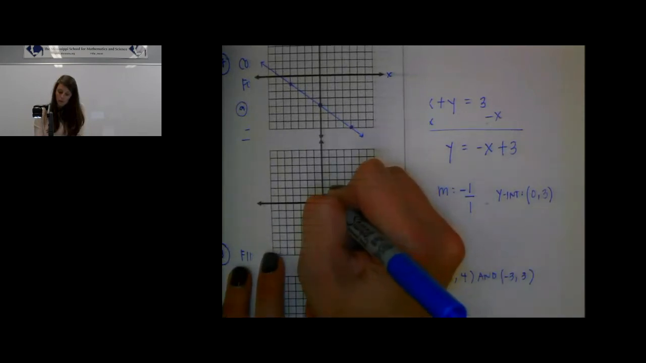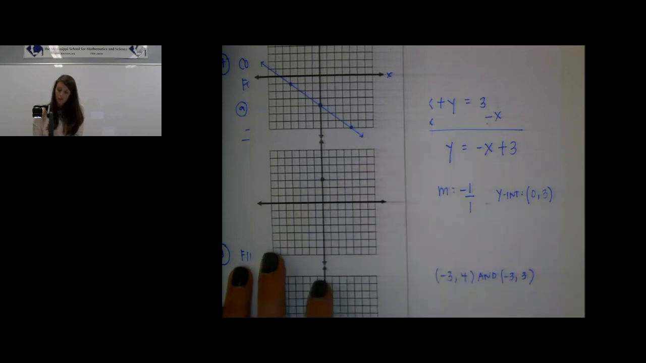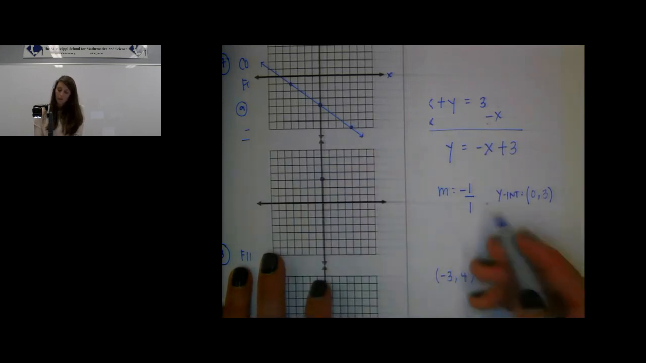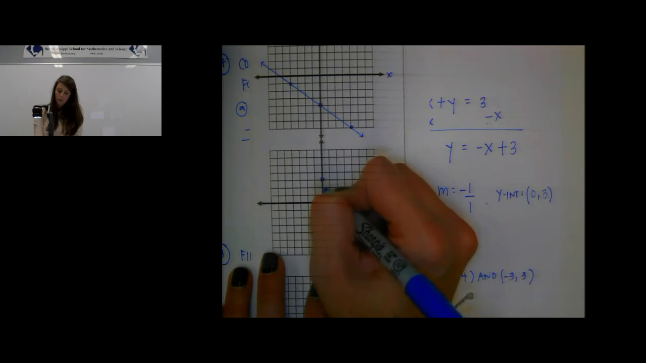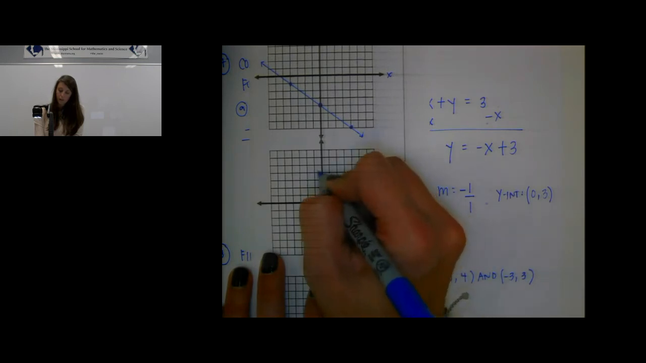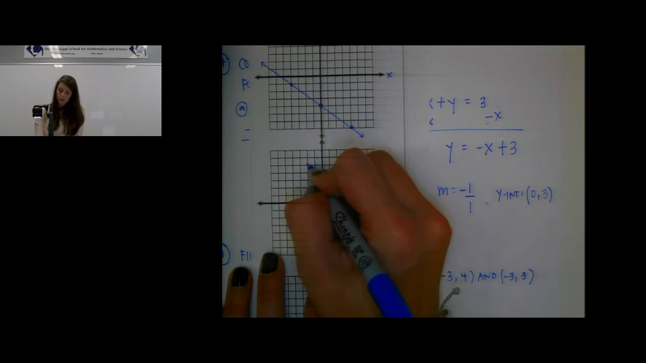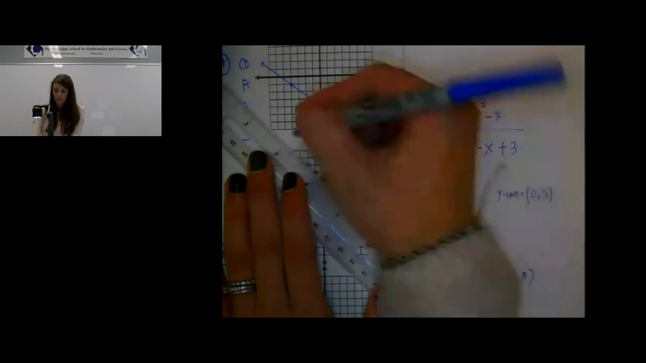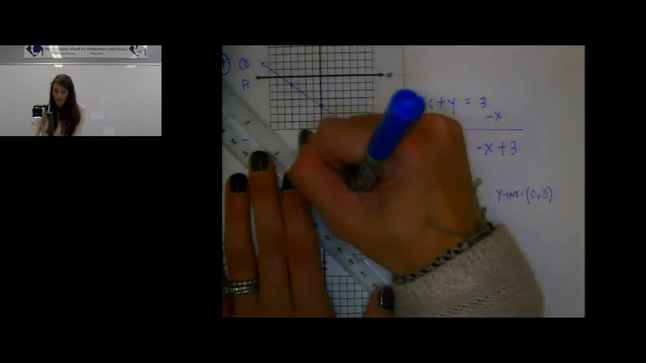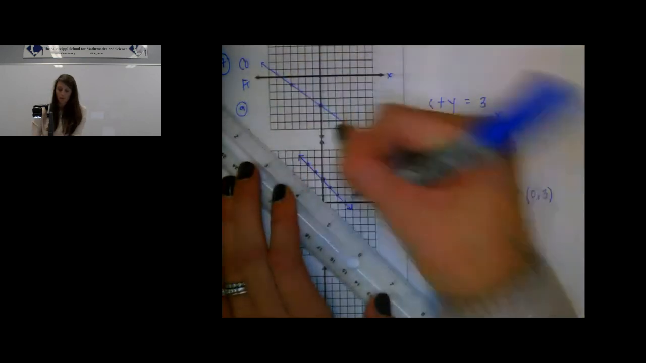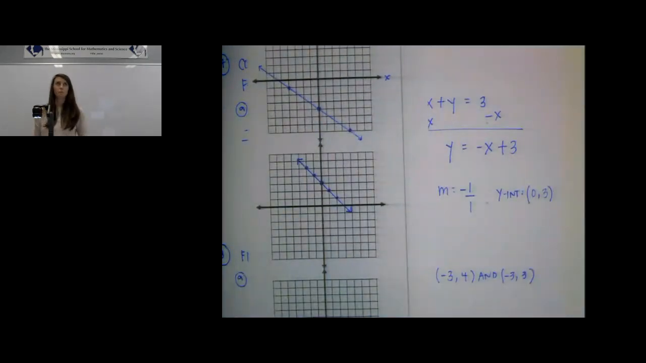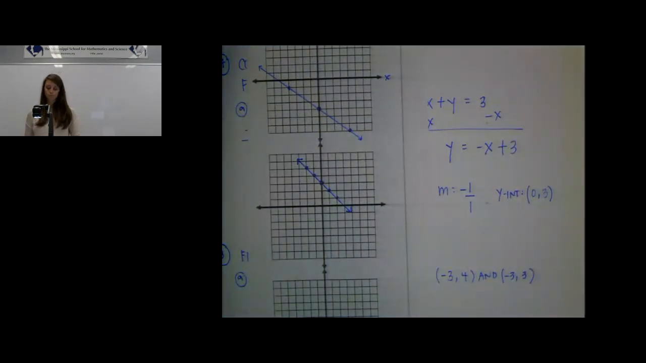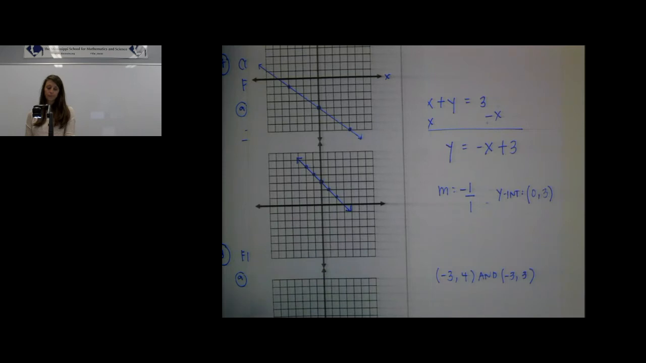So that means I'm going to go up on the y-axis 3. So 1, 2, 3. Okay, and then you're going to use that -1/1. So you'll go down and to the right 1, down to the right 1. You can go up to the left 1, up to the left 1. Both of these that I chose for you had a negative slope. So the graph of a negative slope should be decreasing from left to right. Okay? Good deal?